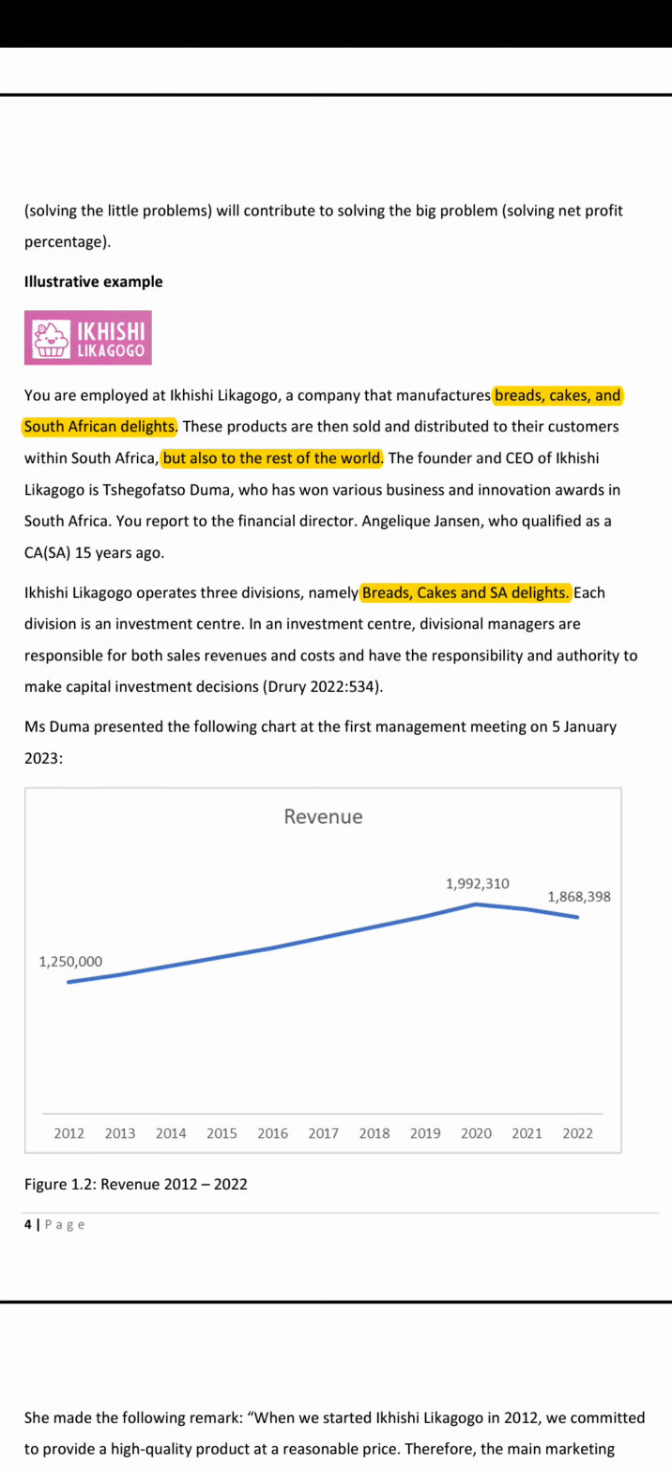Each division is an investment center, okay? So this should take you back to your Mac, and you should be thinking about what an investment center is. What is a cost center? What is an investment center? The difference between the two. I'm not going to go through all of that in detail now, but this is what you need to be thinking along the lines of.